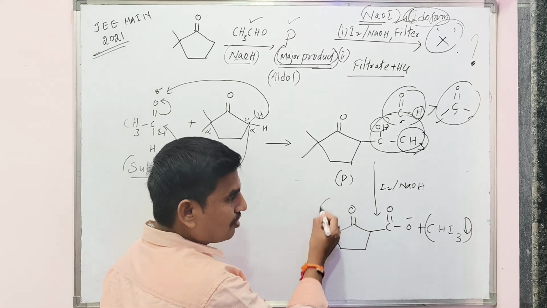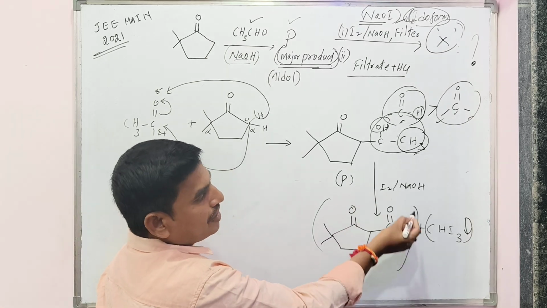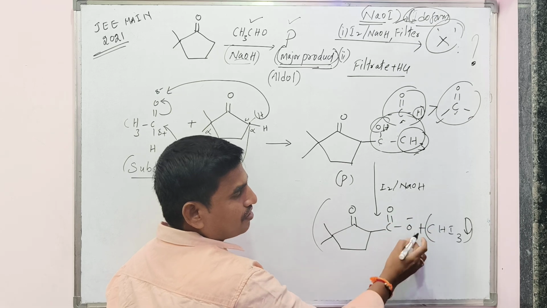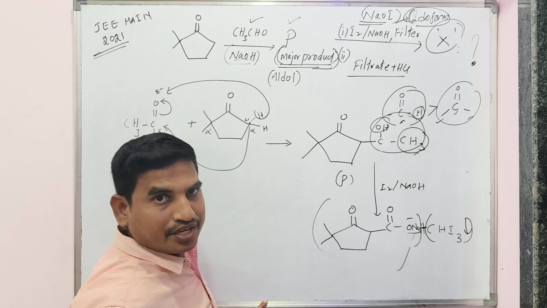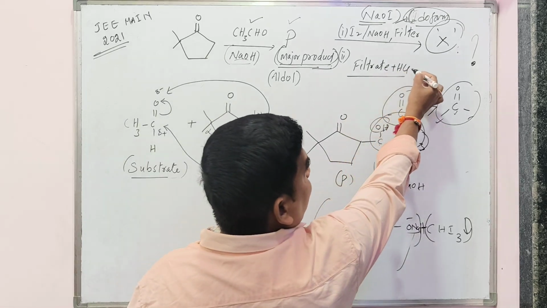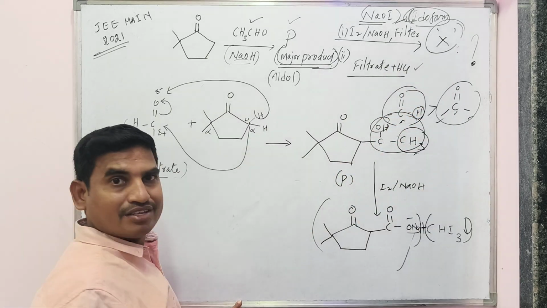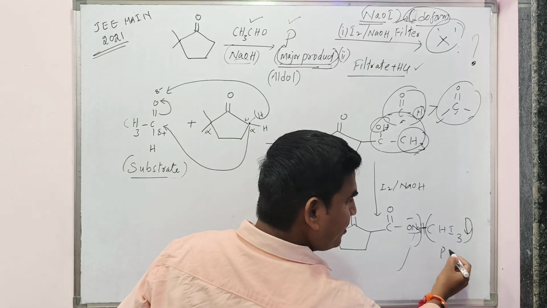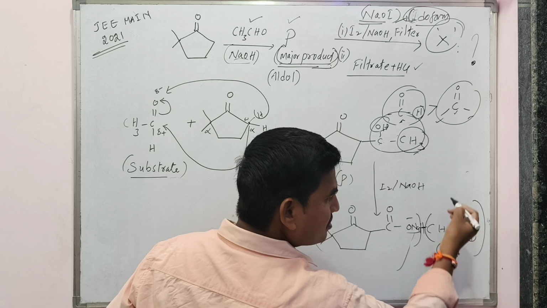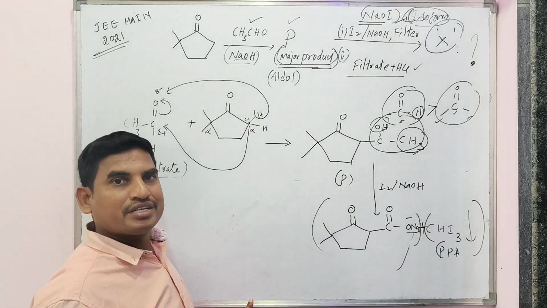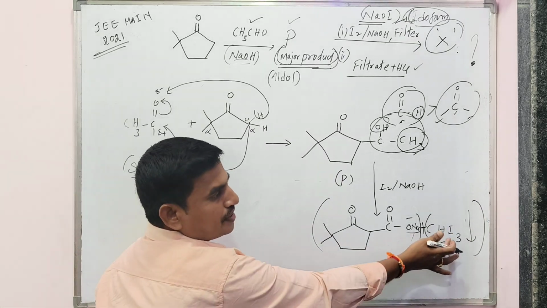It is a carboxylate ion. If you use sodium hydroxide, the sodium salt compound is produced. The second case is the filtrate plus HCl. Filtrate means one of the compounds is a precipitate, and that precipitate is iodoform. When you go for the filtration process, it is the precipitate.